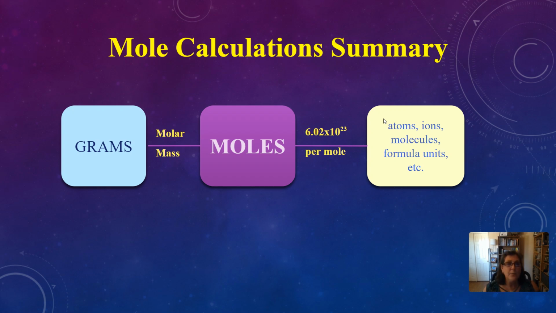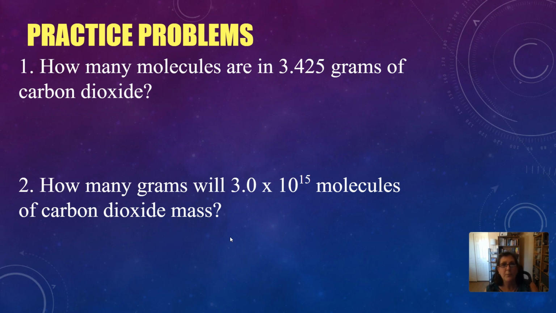If we have grams, we can use molar mass to get to moles. If we have moles, we can use Avogadro's number to get to atoms or molecules. Or the other way, if we have atoms or molecules, we can use Avogadro's number to get to moles. If we have moles, we can use molar mass to get to grams. The units let you know whether something is on top or bottom because we always cancel out from top to bottom. All right, I have 2 practice problems for you to try.